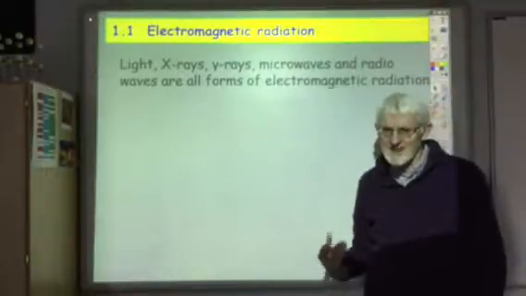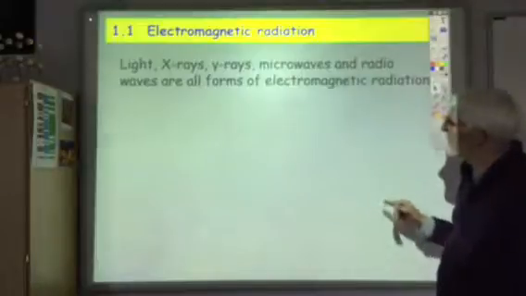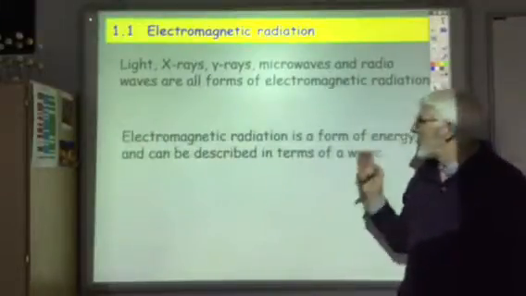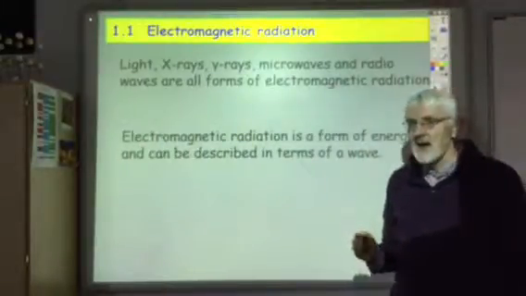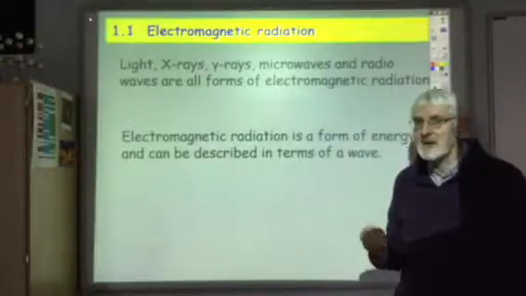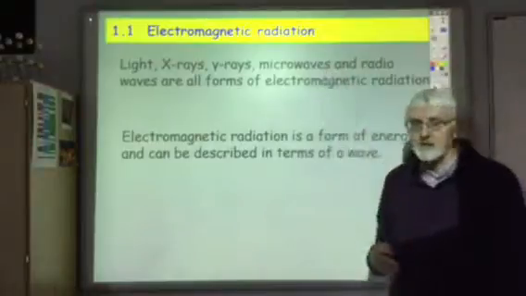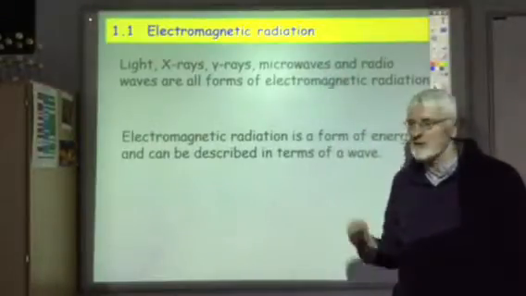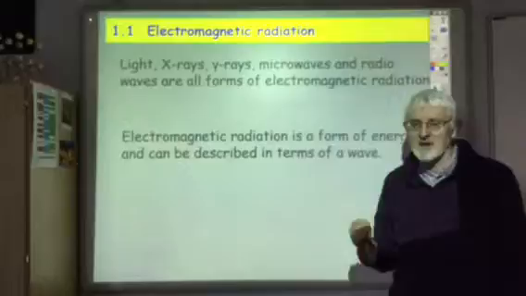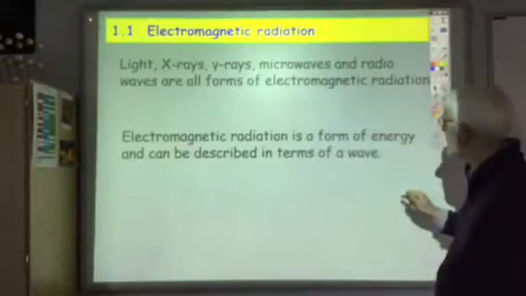So what exactly is electromagnetic radiation? Well, it's a form of energy, and it can be described in the form of a wave. So in order to understand all these different types of electromagnetic radiation, we need to go back and remind ourselves about properties of waves.